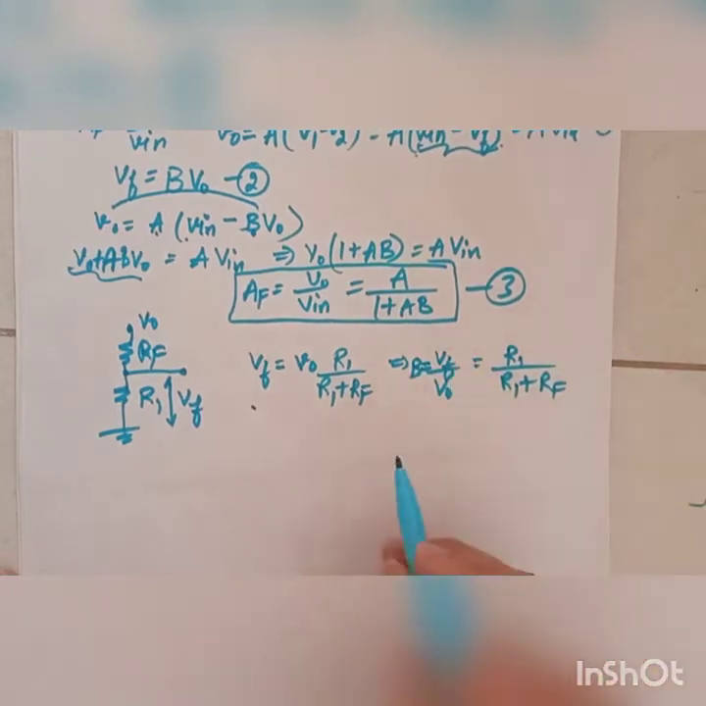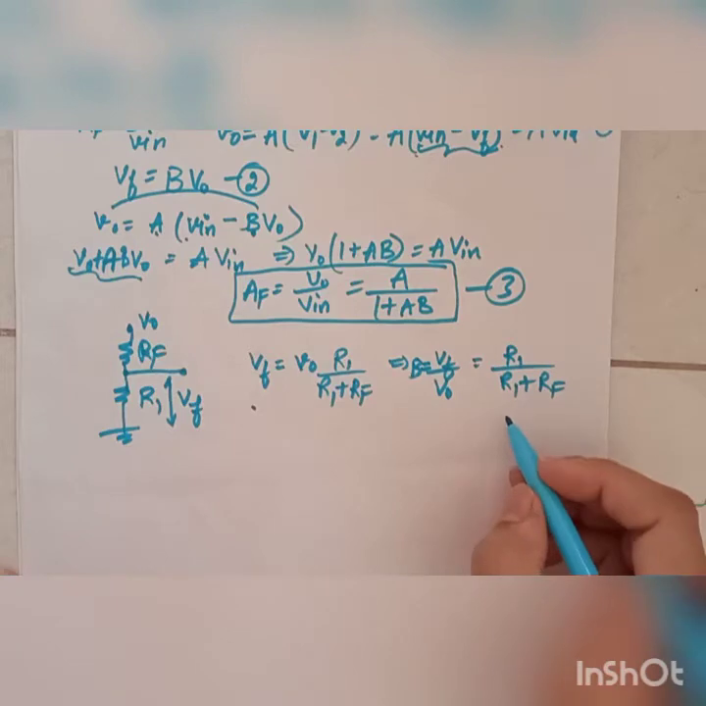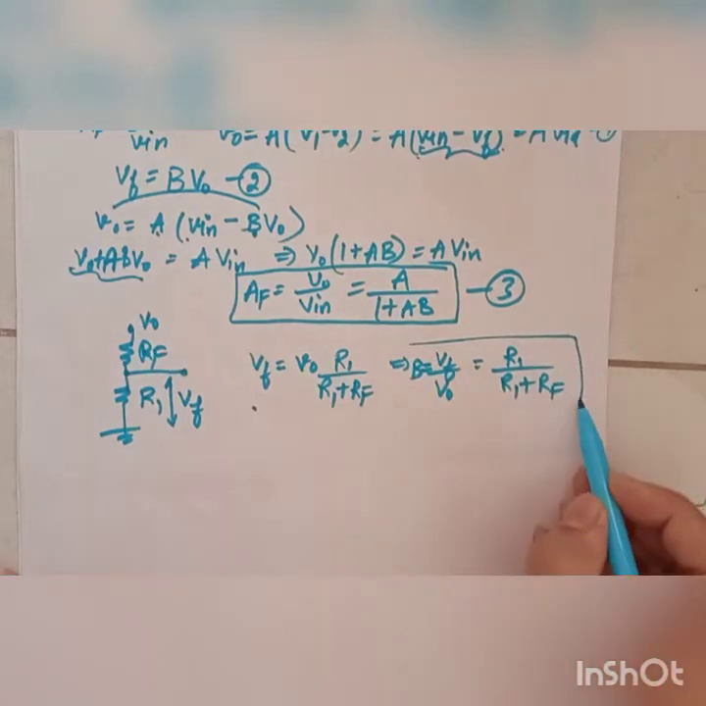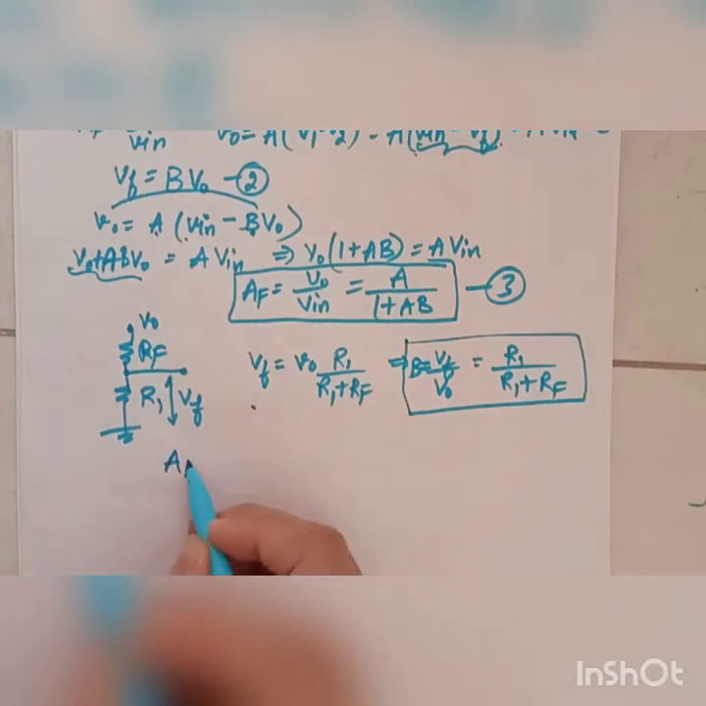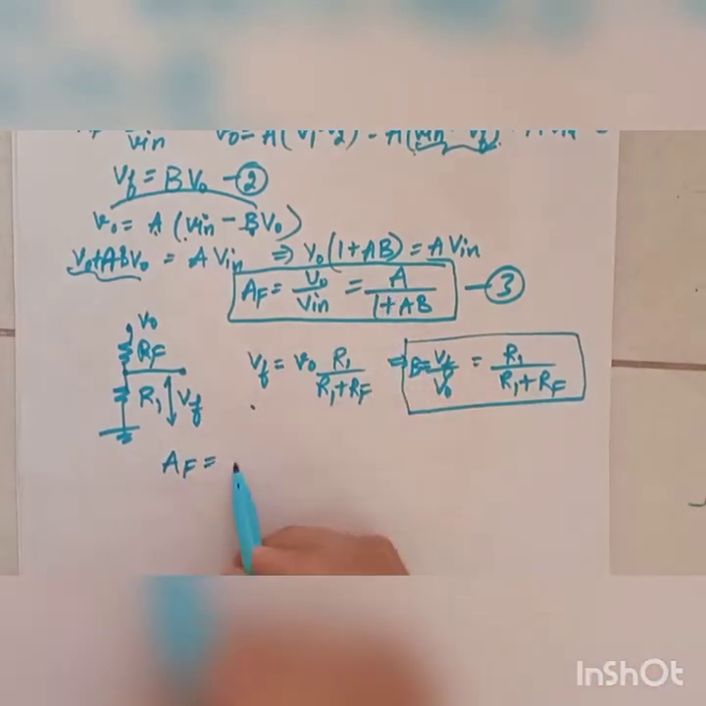So I can write this as V also. So this is my another equation which gives me the value of capital V. Now I can find out the value of AF. That is nothing but, what is the value of AF? A over 1 plus AB.